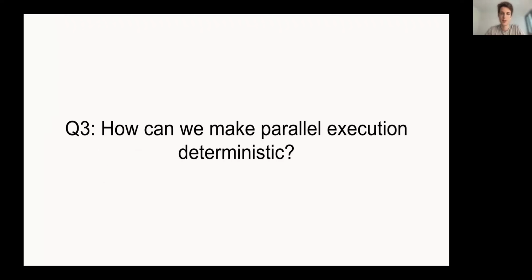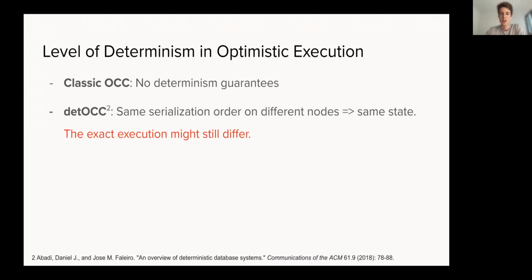And this brings us to the third contribution of our paper. How can we make parallel execution deterministic? So in blockchains and generally in replicated state machines, determinism is very important so that different nodes executing the same data set, the same transaction set, will reach the same result, and thus they can reach consensus. Classic optimistic concurrency control, OCC, has no determinism guarantees, so it's not really suitable for this requirement.